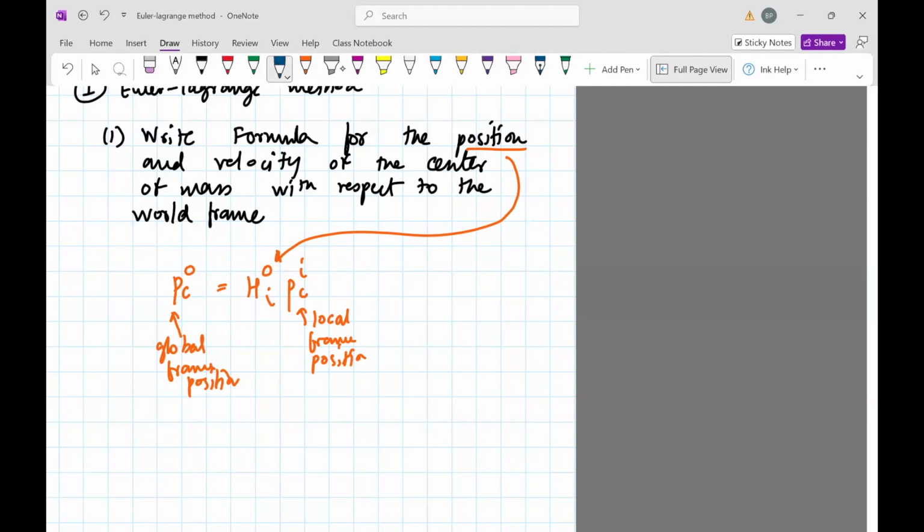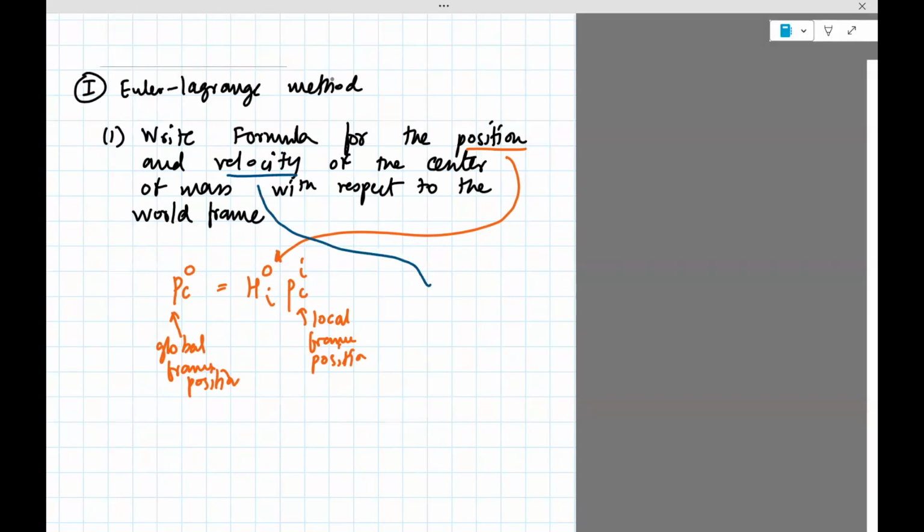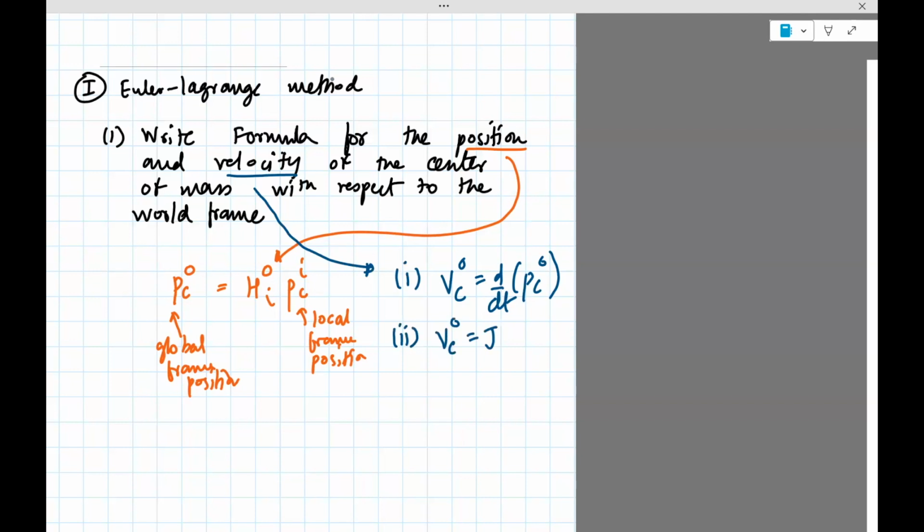Yeah, and then the velocity. Okay, one way of computing the velocity of C is to just do d/dt of PC0. This is method 1, right? You could just do that. Or you could do it this way: vC0 would be Jv times q dot, and then omega C is J omega i times q dot.